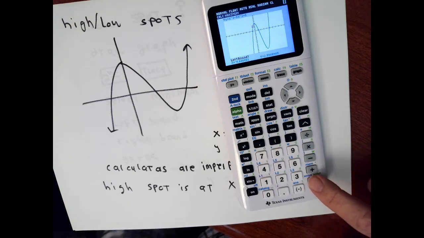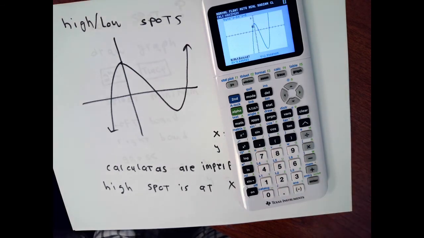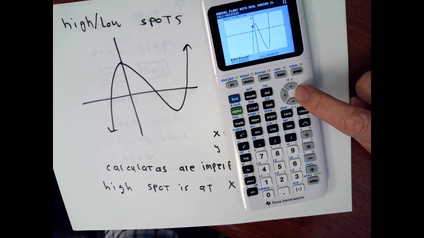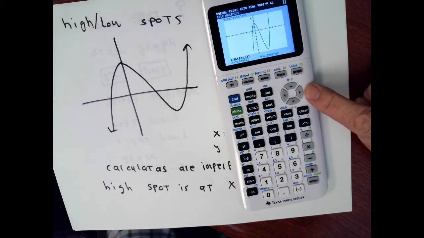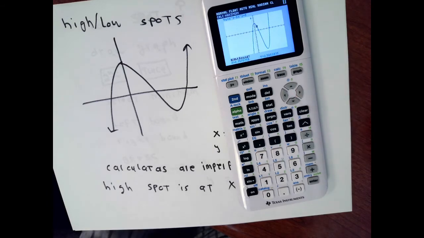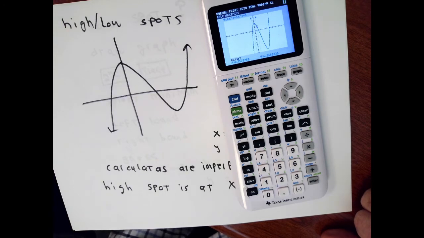Then you press enter. Now it's asking me for a right bound. It wants a number that's a little bit to the right of the high spot. So I'll do the right arrow key a few times so that I'm now to the right and press enter. It needs an estimate for where the high spot is at. So I'm already sitting pretty close to the high spot. I'll use that number as my guess. I'll just press enter.